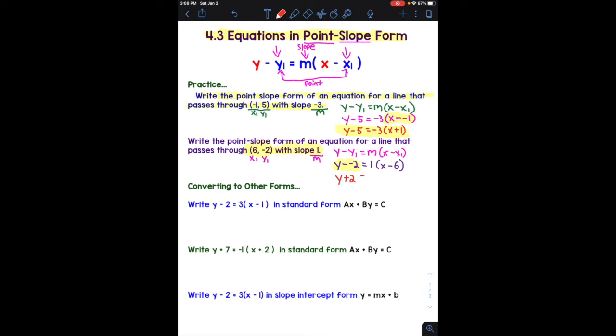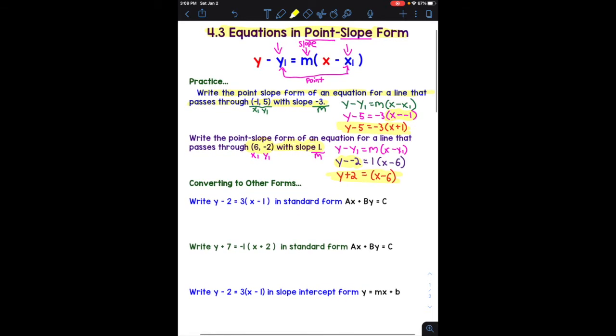Equals, and there is something that we could simplify on the right-hand side. Since the slope, or m, is 1, 1 times anything is itself, so we don't necessarily have to write the coefficient 1, like we don't write 1x, so we could just change that to x minus 6. 1 times x minus 6 is just x minus 6, and we could leave our equation just like that for point-slope form.